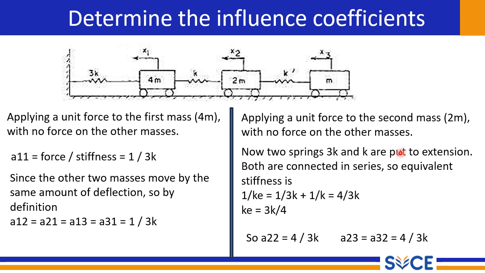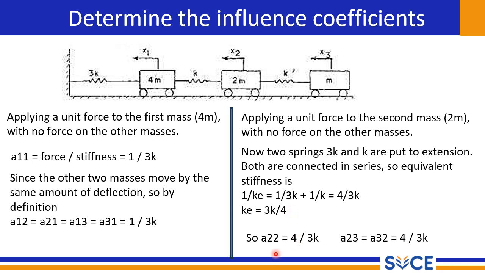Now let's consider applying a unit force to the second mass with no force on the other masses. Now two springs, 3k and k, are put to extension by the second mass. Both are connected in series. So using the formula for springs in series, 1 by 3k plus 1 by k gives an equivalent value of 4 by 3k. This is already the reciprocal of stiffness, so the equivalent stiffness acting on the second mass 2m is 3k by 4.